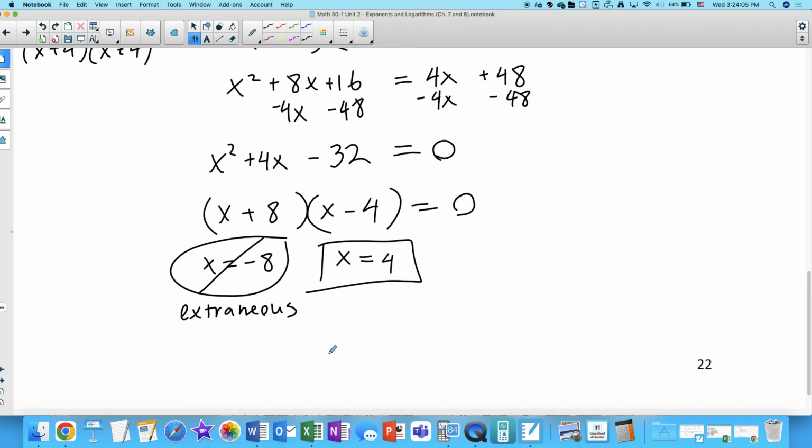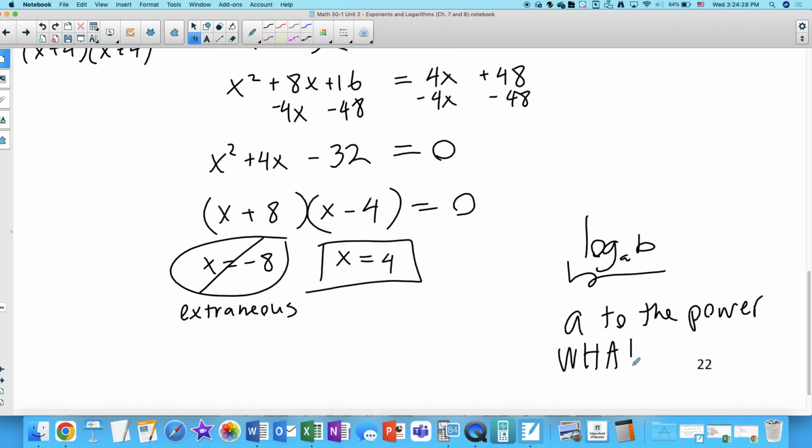Okay? But is it like multiplication behind it? So when you have log base A of B, A to the power what equals B? You're looking for an exponent on this base that gives you a value of B. Okay. Just hold on a sec.